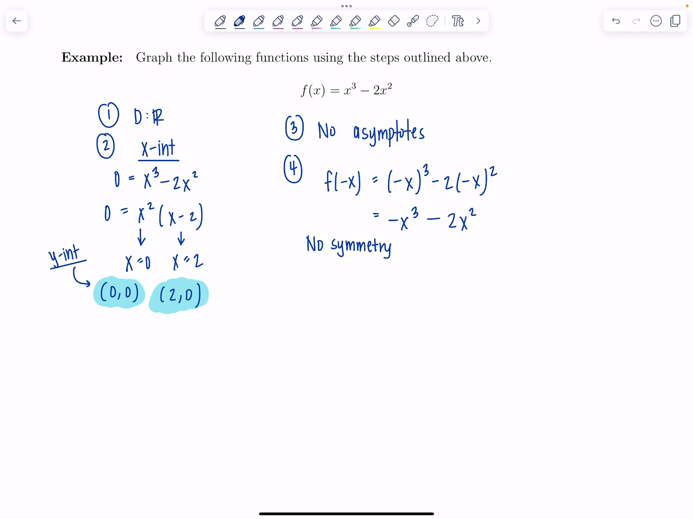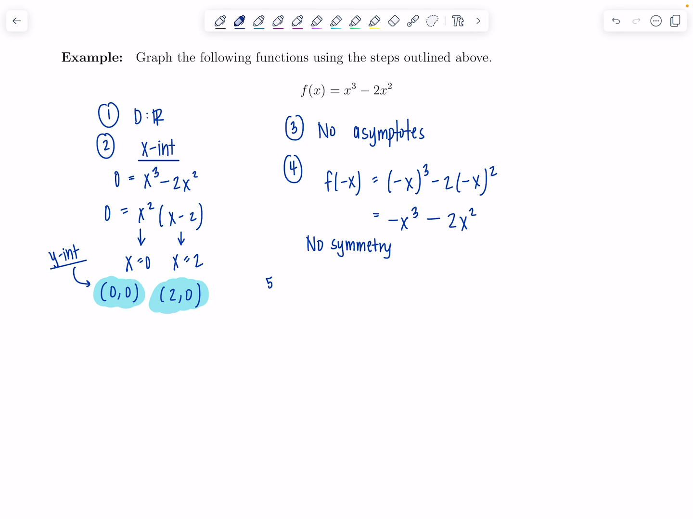And like I said, I'll link a video here. Just click in the top right. If you need to practice determining algebraically whether or not a function is even or odd, I got you, because this is something maybe you've forgotten how to do in a while. No big deal. Okay, step 5, now we have to determine intervals of increase and decrease.